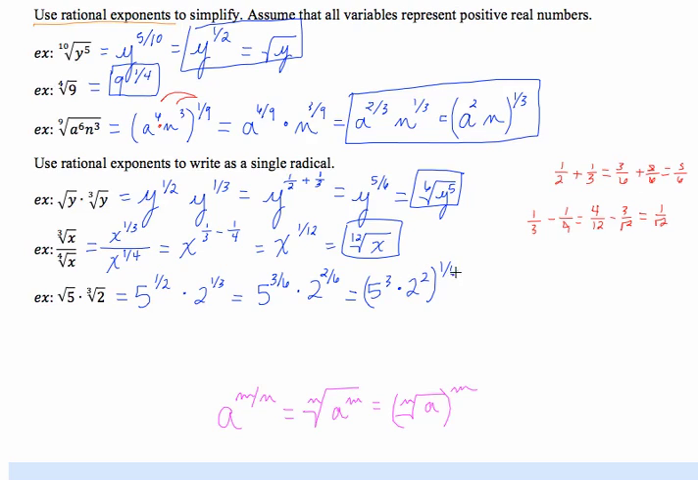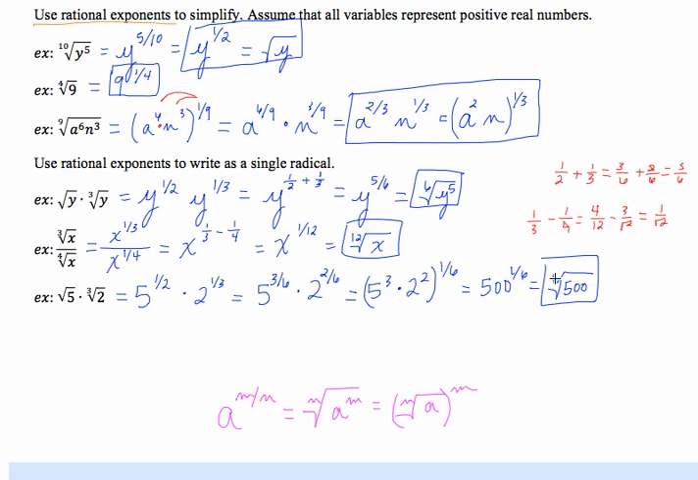Okay, now we can simplify the inside of this. Why not? 5 cubed times 2 squared. 5 cubed is 125 times 4. 125 times 4 would be 500. So this is 500 to the power of 1/6, and you can see now that that's a single radical. That's the 6th root of 500.